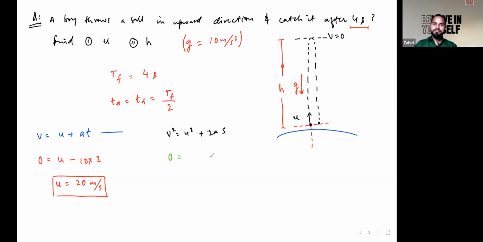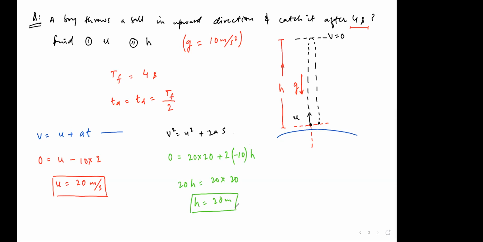Good, Mariam. We have calculated u as 20 meters per second, so it will be 20 into 20, plus 2 times a. a is gravity, which is minus 10, and s is height, which is along the positive y-axis, so it will be taken as positive h. Now move this whole part to the other side, it will become 20h equals 20 into 20. So h is just 20 meters.